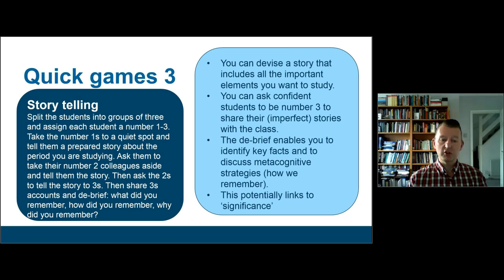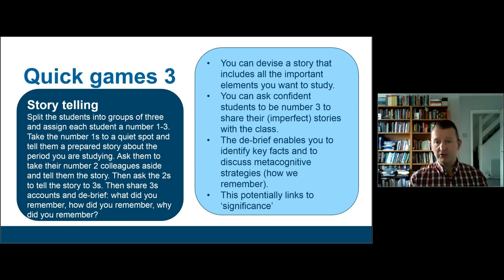Then you ask the students to retell the story in as much detail as they can remember to the people who have been labelled number 2 in their team, and then the number 2s tell the number 3s what the story is, and then you ask the number 3s to share what they now understand about the story. And then in a class debrief, you can ask them what they remembered, what they found easy to remember, what facts seem to slip through their memories, and why certain things are easier to remember than others.